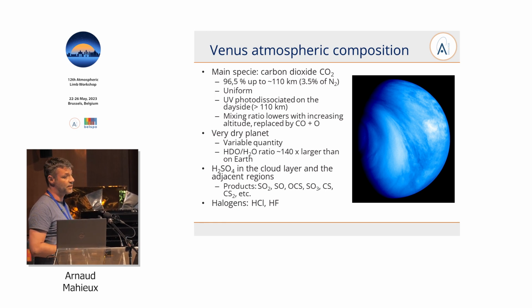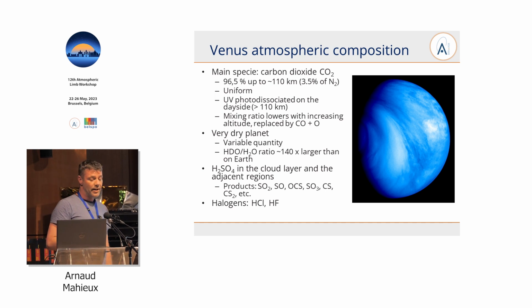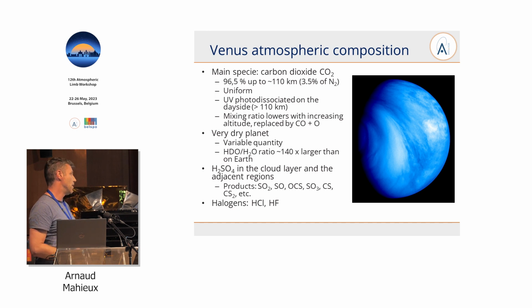Another fact about Venus is that it's a very dry planet. There is a very low water quantity, and the ratio between HDO and H2O is approximately 140 times larger than on Earth, meaning that a lot of water has escaped during Venus's history. The clouds that I talked about at the beginning are mostly made of H2SO4 droplets, meaning that we have lots of sulfur compounds everywhere in the Venus atmosphere and also above the clouds. And then you have also halogens, HCl and HF, present in the atmosphere.